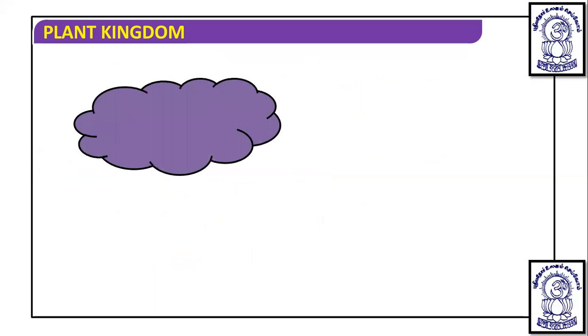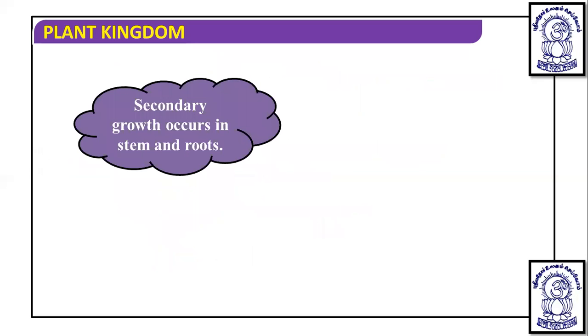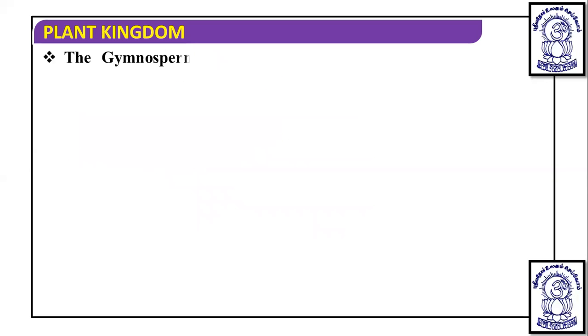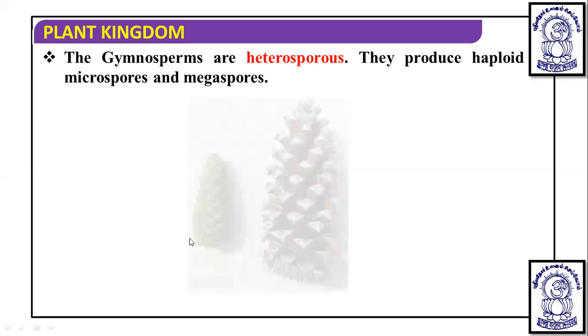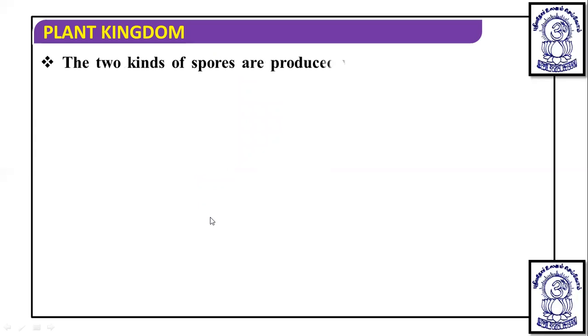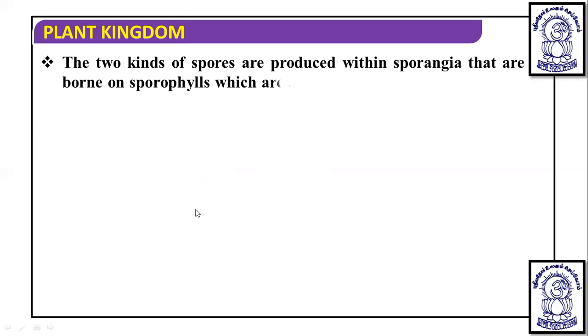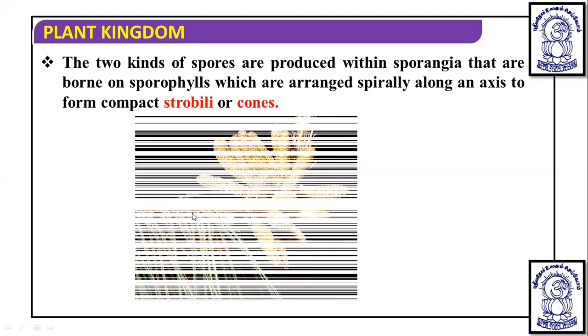Now we have to understand some more important points. Secondary growth occurs in the stem and root in gymnosperm. Gymnosperms are heterosporous, as we have discussed already. They produce haploid microspores and megaspores. You can see these are the two different cones found here. The two kinds of spores are produced within the sporangium on the sporophylls, which are arranged spirally along the axis to form a compact strobilus or cone. So, sporophylls form a strobilus or cone.